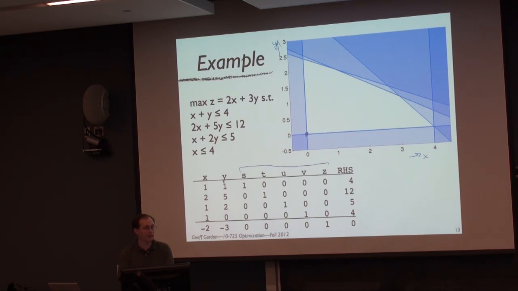So s, t, u, v, and z are in our basis. x and y are not. If we want to move to a neighboring basis, we're going to have to make either x or y the entering variable. So let's consider taking y and increasing it a little bit away from 0. So we're going to go like that. What's going to happen?